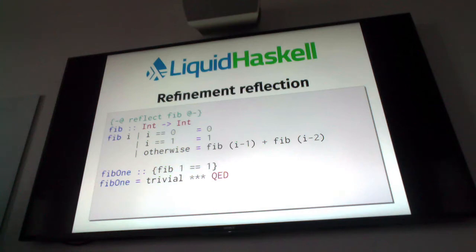Another thing that Liquid Haskell lets you do more recently is refinement reflection. So not only can you give refinement types, but you can also lift entire Haskell functions into the logic that Liquid Haskell reasons about. So as one example, you can take this Fibonacci function, you can reflect it into the logic that it works on, and then you can prove things about it. Like in Fib1, we can show a really simple example of proof that Fib1 in fact equals 1, and we can verify this at the type level, and we've got some proof combinators that let you pretend like you're working in a proof assistant.